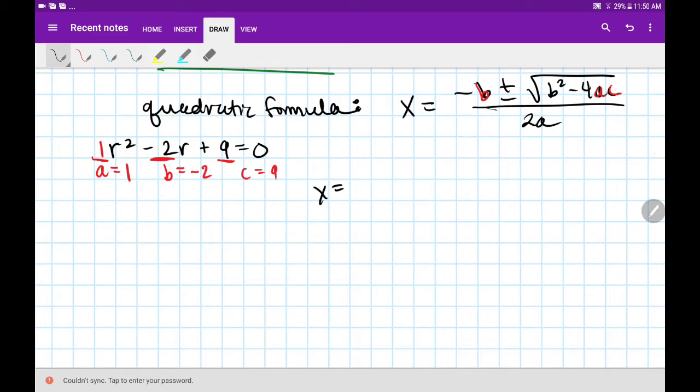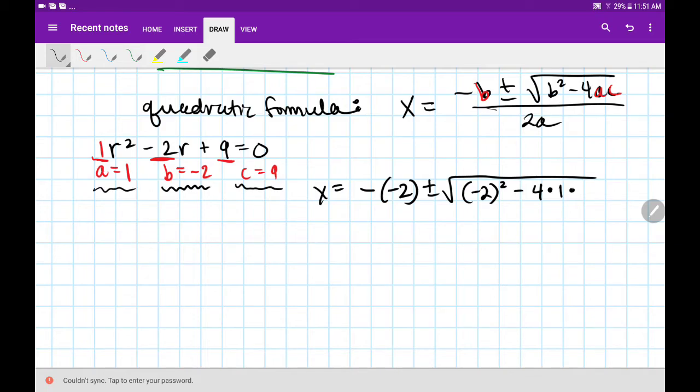X equals. Now keep in mind, when you use the quadratic formula, it's really just testing: can you plug in carefully without making silly mistakes? Got to do our best. X equals negative, now my b, so that's negative 2. Okay, that's negative b, plus or minus the square root of b, which is negative 2 again. I always put it in parentheses. B squared minus 4 times a, which is 1, times c, which is 9. And don't forget, it's all over 2 times a.